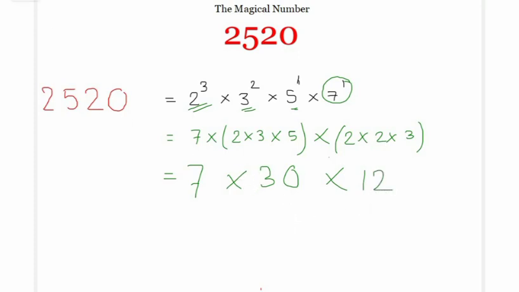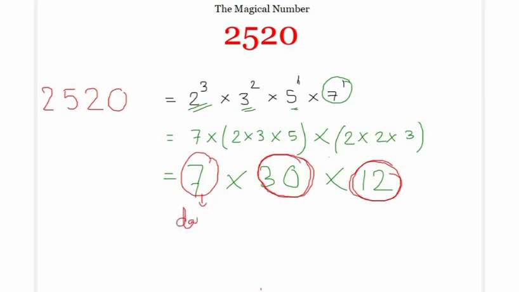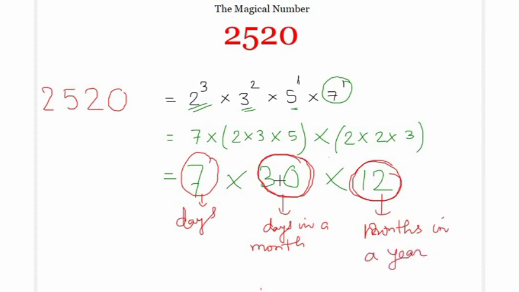In our daily life, we can see that there are 7 days in a week and 30 days in a month. And in a year there are 12 months. So basically, there are 7 days in a week, 30 days in a month, and 12 months in a year. So this is another way of writing 2520, which actually relates to our daily life.